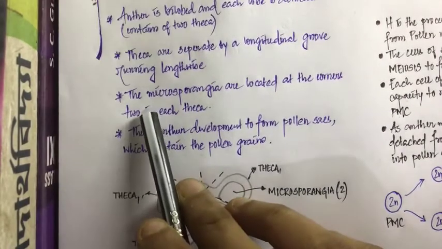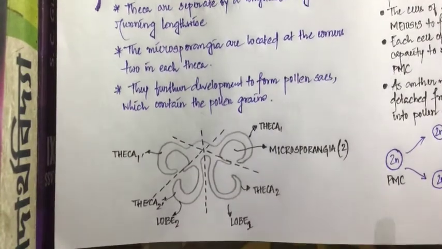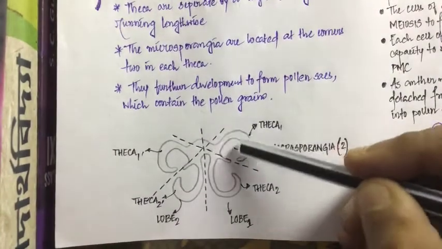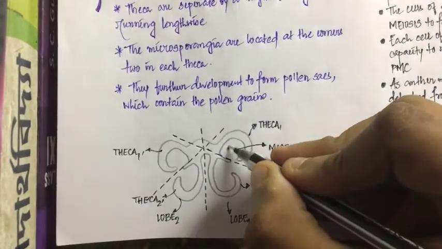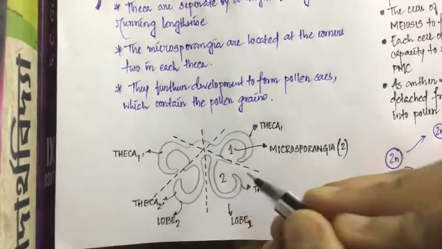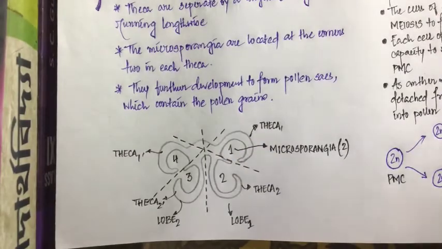The third one is what? The microsporangia are located in the corners, two in each theca. Listen to it very carefully. So this is a theca, this is a theca. Let me number them. This is theca number 1, this is theca number 2, this is theca number 3, this is theca number 4. So how many thecas do we have? 4 thecas. How many lobes? 2 lobes. In each lobe we have 2 theca. That is why we have 4 thecas, right?